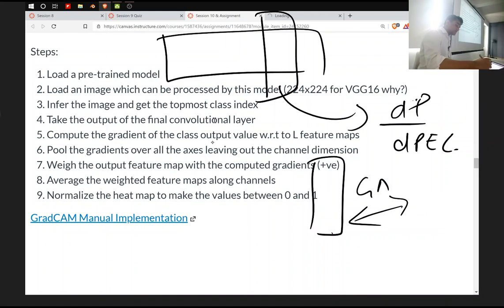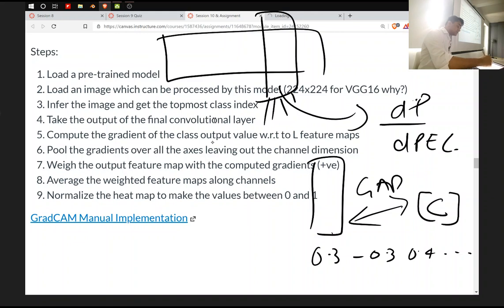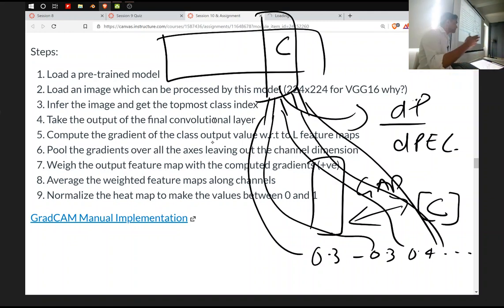C numbers. Yes, I'm going to take these C numbers, which is, let's say, 0.3, minus 0.3, 0.4, and so on, and I'm going to multiply each of these channels with these numbers. This multiplies with this, multiplies with this, multiplies with this, and so on. I have C channels here and C values here, so I can multiply them, right? Yes, no? Okay, now average the weighted feature maps along the channels.